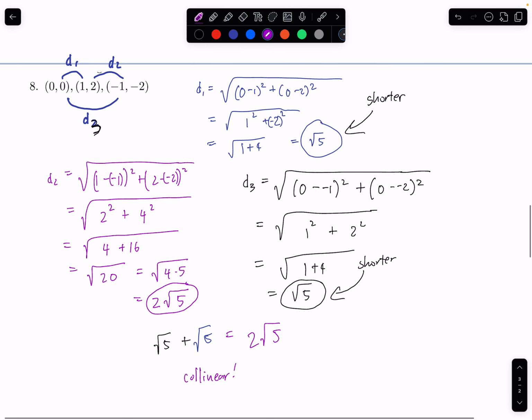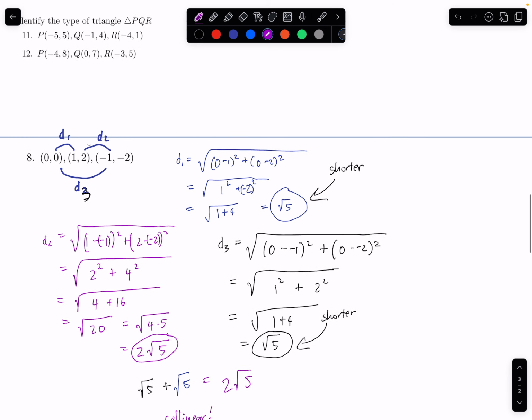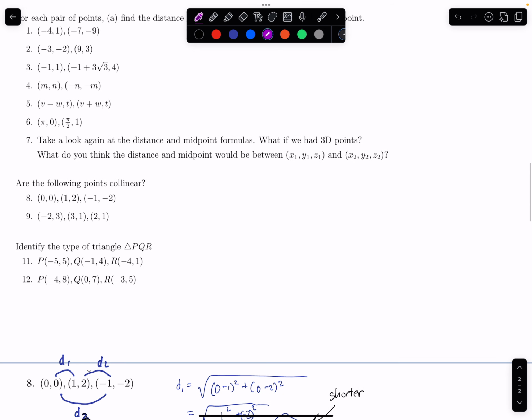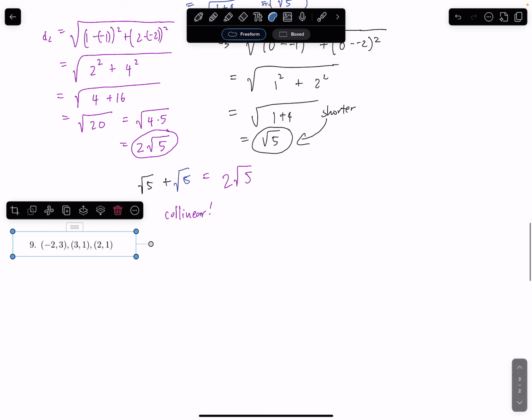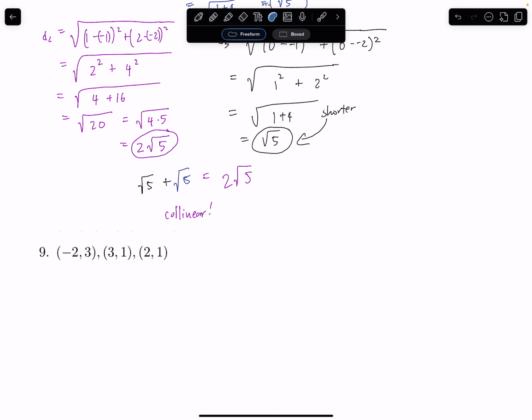Yes, I have to look up how to spell collinear. I forget if it's one L or two L's, those two. Okay, sweet. That was awesome. That was exciting. Okay, number 9. We're going to check if these guys are collinear. Same exact process.